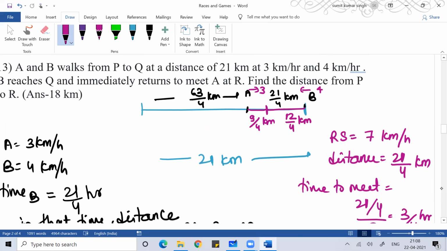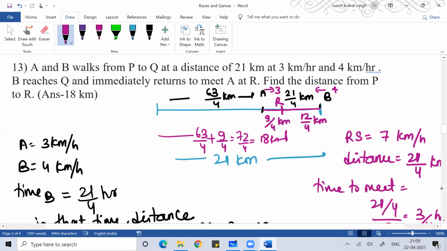So in 3 by 4 hours, A running at 3 kilometers per hour would have covered 9 by 4 kilometers. Now this point is R. So you can find this distance: 63 by 4 plus 9 by 4, which is 72 by 4, meaning 18 kilometers. That is the distance between P and R. So you can find this value very easily.